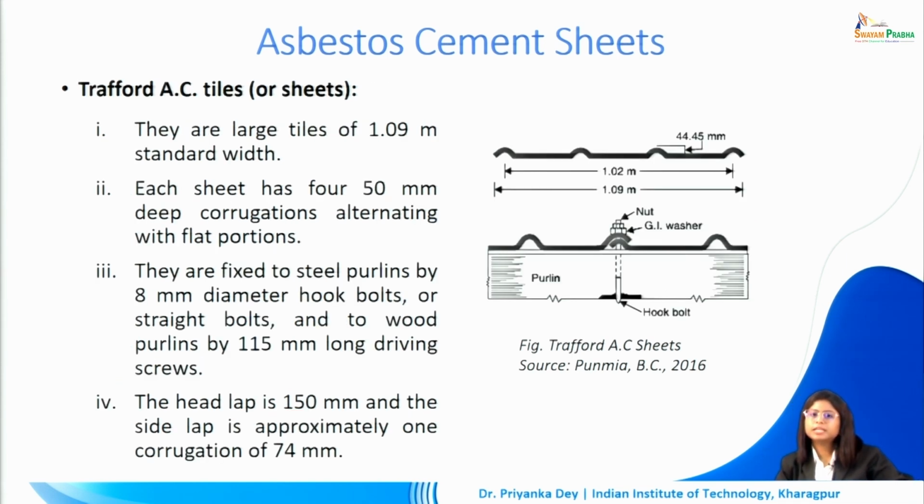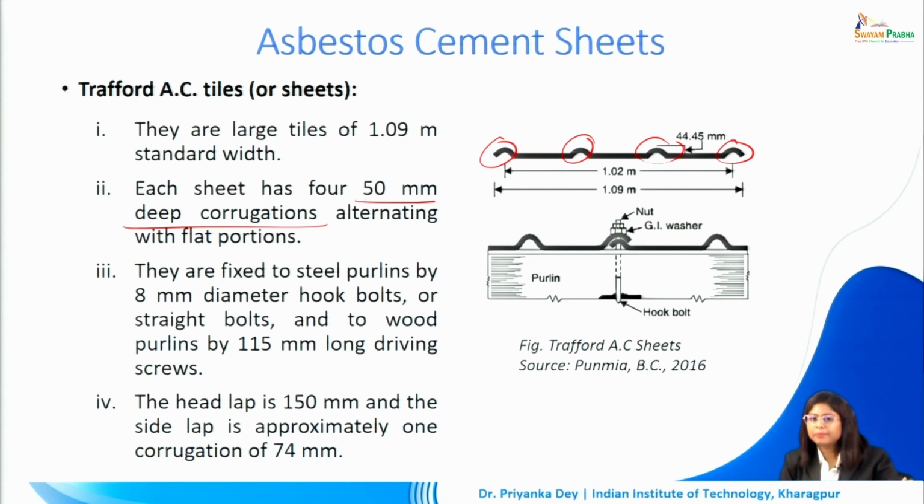The Trafford AC sheets are slightly differently shaped compared to the previous examples. They are large tiles of 1.09 meter standard width. Each sheet has 4 50 mm deep corrugations alternating with flat portions. So 4 of these equally spaced out. Now they are fixed to steel purlins by 8 mm diameter bolts or straight bolts, and to wood purlins by about 115 mm long driving screws.